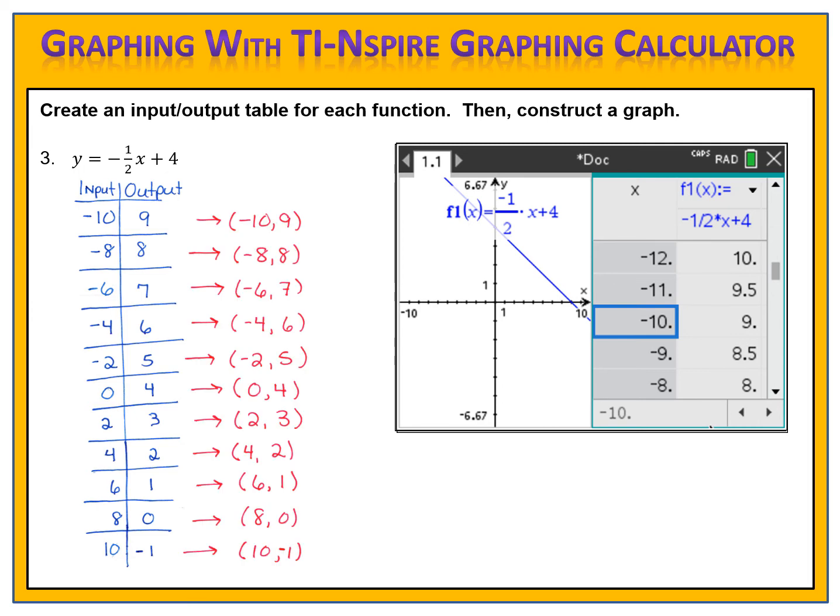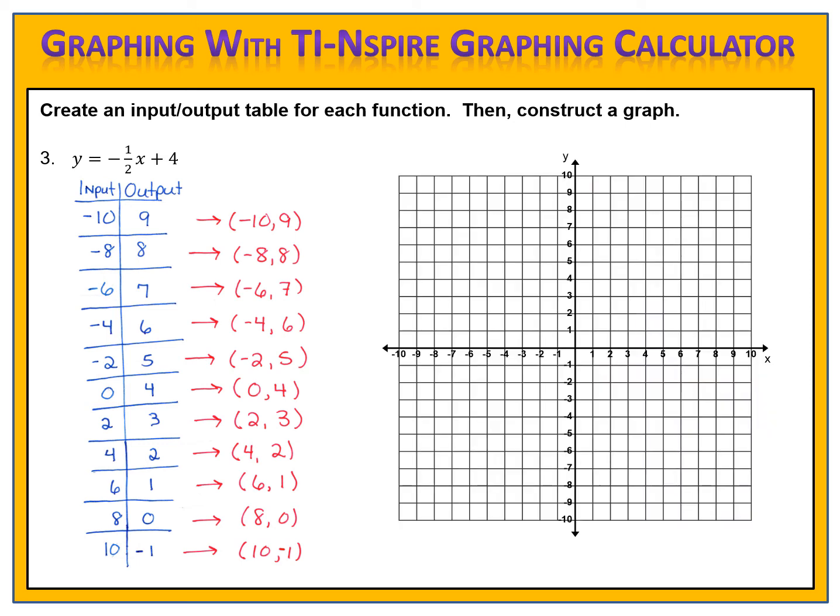Let's see how you did. We have the points -10, 9; -8, 8; -6, 7; -4, 6; -2, 5; 0, 4; 2, 3; 4, 2; 6, 1; 8, 0; and 10, -1. Now, on the graph, would you please plot those points? Connect them with a line, and remember your arrows on the end. Please pause the video here.